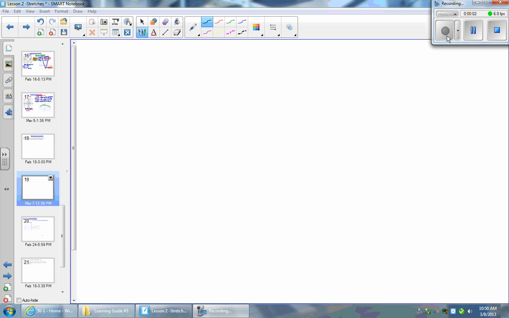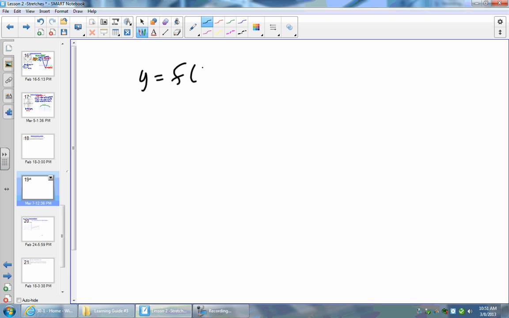Okay, so in this lesson, we're going to combine horizontal stretches with horizontal reflections, and it's actually quite a simple process. So before we do that, let's go through this function one more time. Y is equal to f of b times x. Now, this is a function being horizontally stretched by a factor. So my stretch factor is going to be 1 over b.